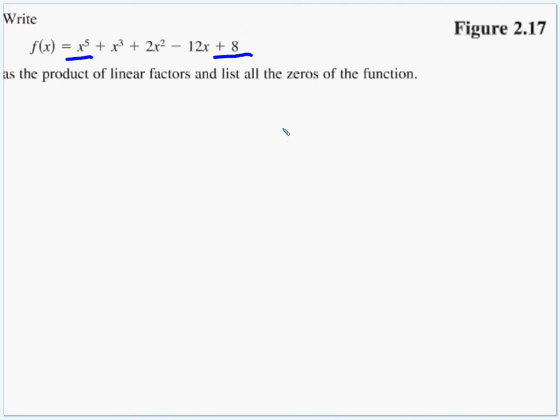Our constant at the end is 8, so we need all the factors of 8. Plus and minus 1, plus and minus 8. 1 times 8 is 8. We can do 2 times 4 is 8.